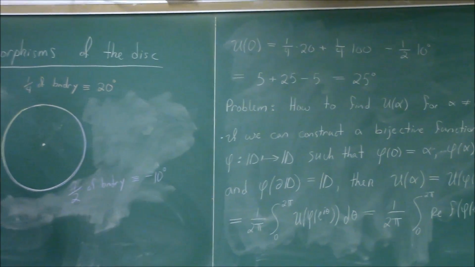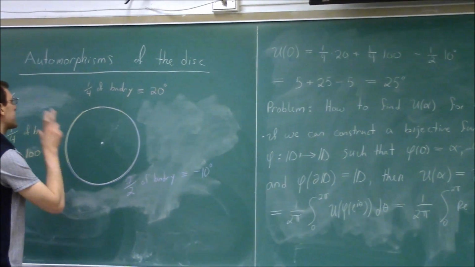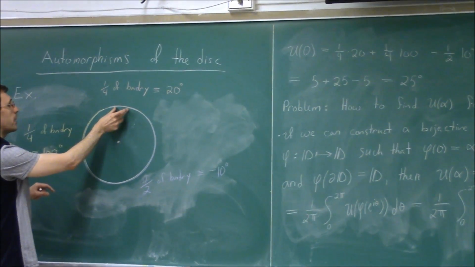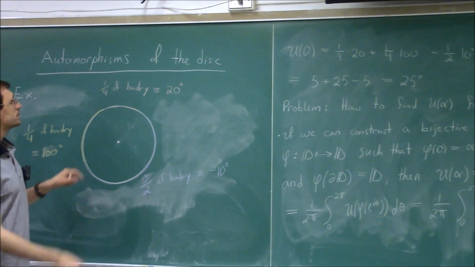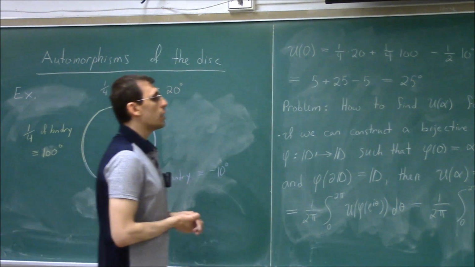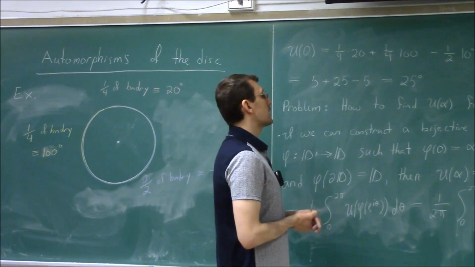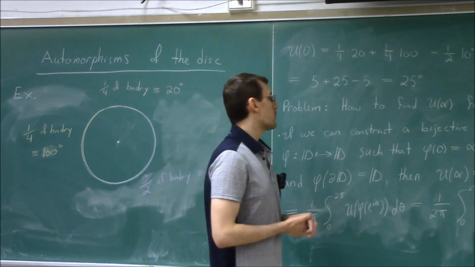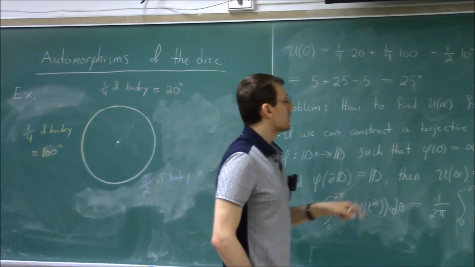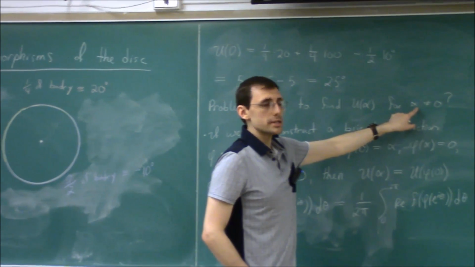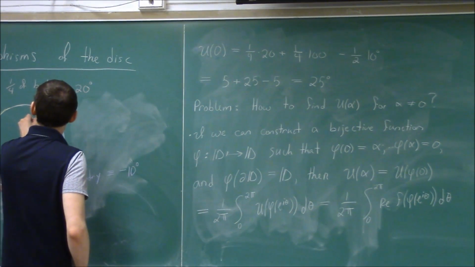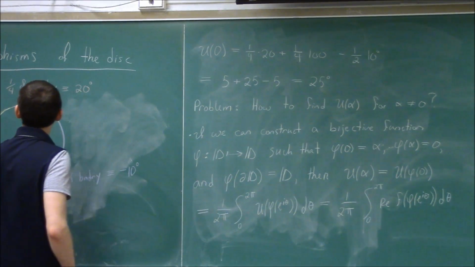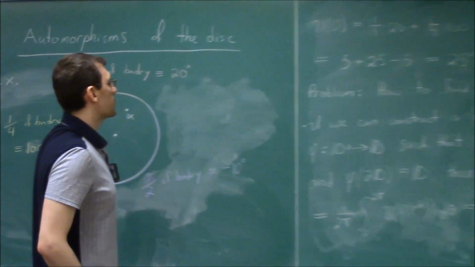So the way it was obtained, again, we had assigned the weight to the boundary that is proportional to the ratio of that segment of the boundary to the total boundary. So the question is, how do we go about determining the temperature for other points? For points alpha that are not equal to 0, but are still in the disk. So suppose that I pick this point alpha, and I want to know its temperature.